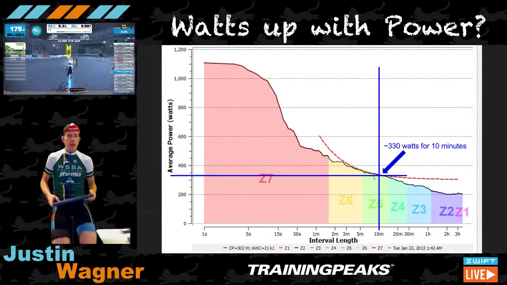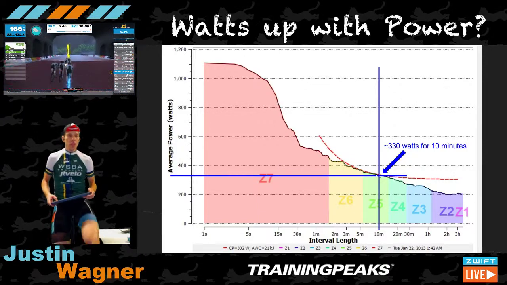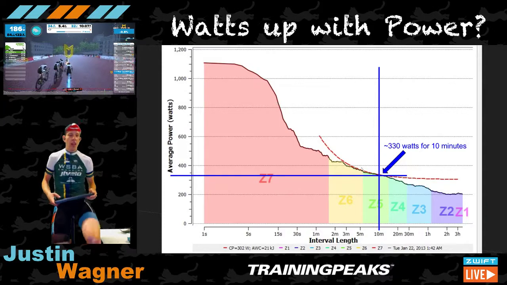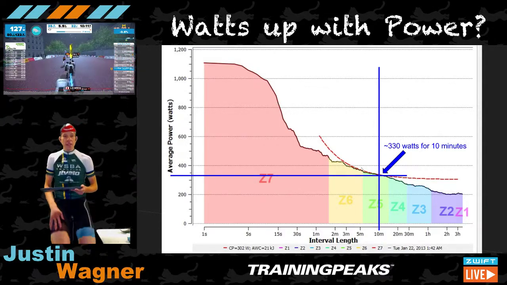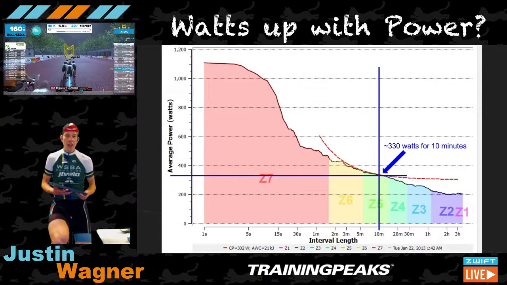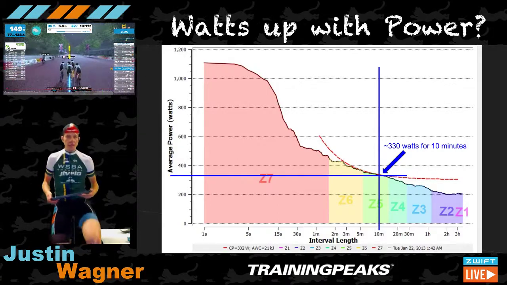And as you would expect, as the time duration goes up, those watts go down. And as the time duration gets shorter, the watts go up. This makes complete sense. It's something we all know, that the longer an effort is, the less hard you can go for the duration of that effort.